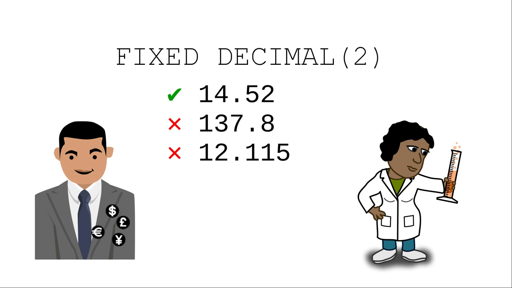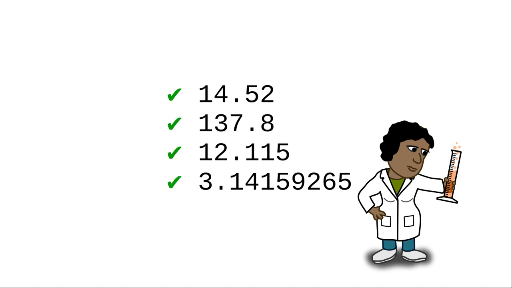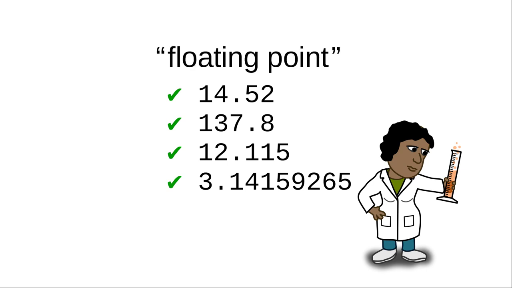Scientists, not so much. To do scientific calculations accurately requires varying numbers of decimal places. In other words, the decimal point can't be fixed in place. It has to float according to the demands of the calculation, and that's where the term comes from.